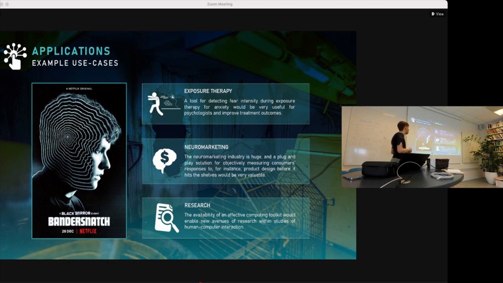And then it can of course be used in neuromarketing for measuring people's responses to consumer products. The physiological measures are already used like that, but what we're suggesting is something more plug and play that would spit out an emotion recognition in the end. That will be useful if you're evaluating a new game or a movie or a new product design on a new soda can or something. And then it's also useful in research, which is obviously the interest of us.